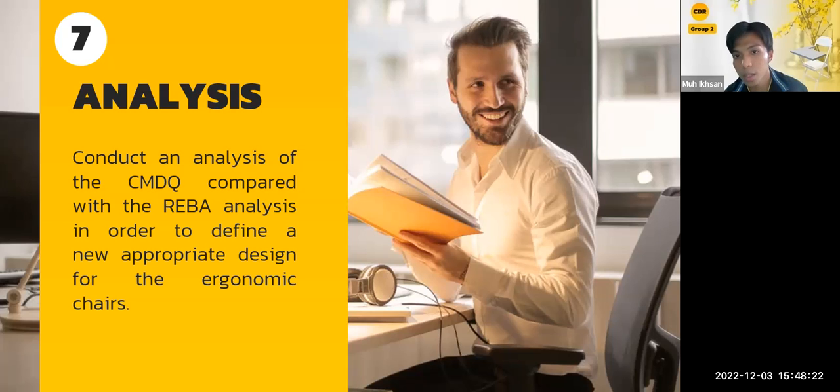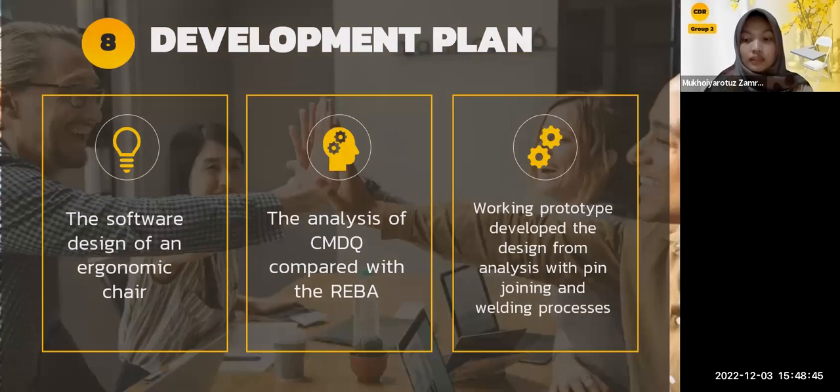So for the next part, the analysis will be explained by Tutus. For the next analysis part, we conduct the analysis using CMDQ, or Cornell Musculoskeletal Discomfort Questionnaire, from student-collected data ranging from 18 to 22 years old. We compare with REBA, Rapid Entire Body Assessment analysis, in order to define the new appropriate design dimensions for the ergonomic chairs. Next.